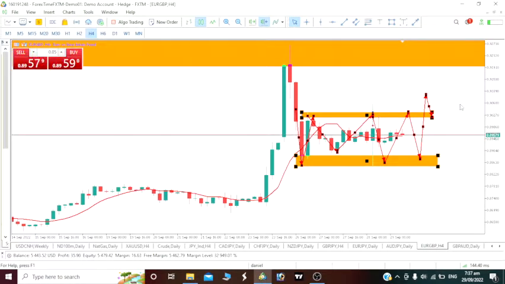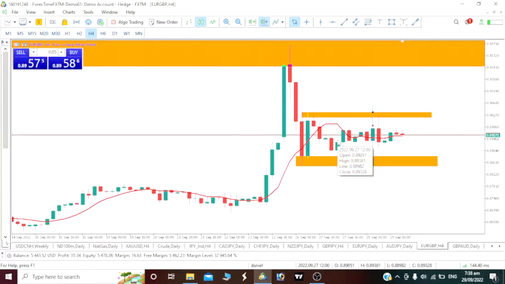So EURGBP on the 4-hour time frame, we would want to trade what we see and not what we think. So on the 4-hour time frame, what we are clearly seeing on EURGBP is the price is ranging. So definitely we should range with the price on EURGBP.